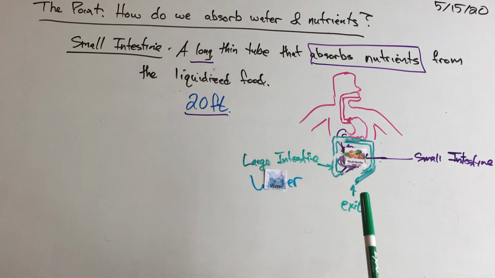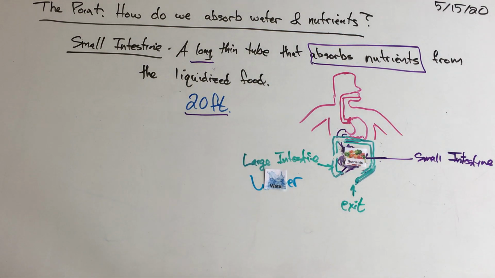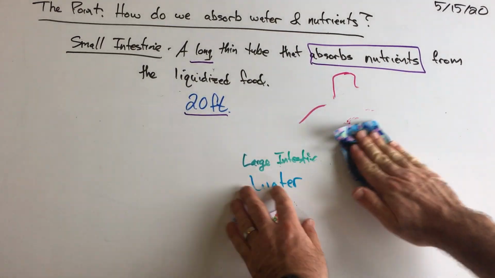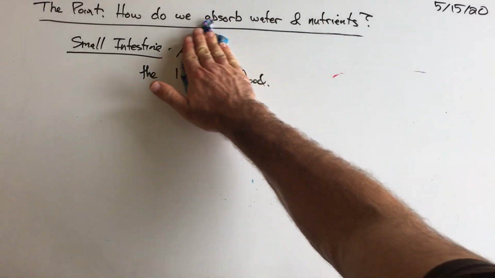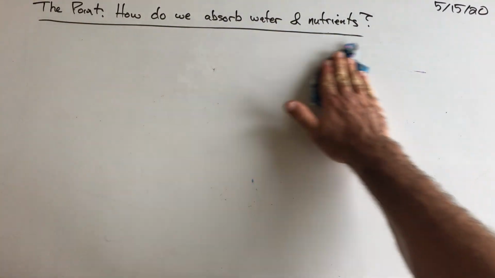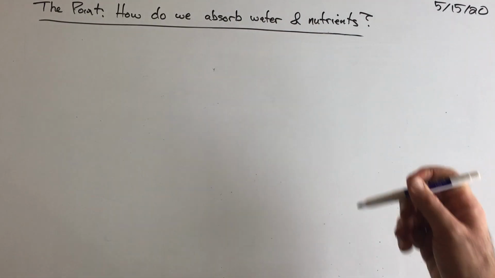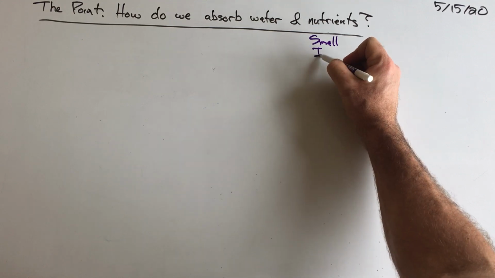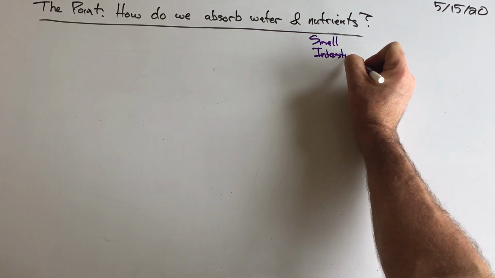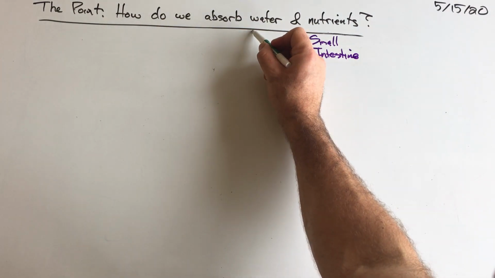Now, the question becomes, okay, so the small intestine absorbs. Okay, I'm starting to get this. Let's look at a new picture. All right. What absorbs nutrients? That's the small intestine. What absorbs water? That's the large intestine.